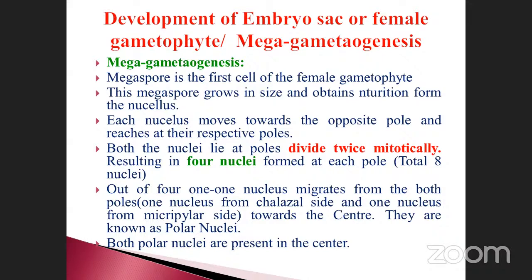What happened? It undergoes cell division, which is called mitotic division. Then you will get 1 into 2, 2 into 4. So a total of 8 nuclei is possible. After the formation of 8 nuclei, one from the chalazal side and one from the micropylar side move towards the center. So in the center, there are 2 nuclei present. These nuclei are called polar nuclei. See the diagram, you can easily understand.